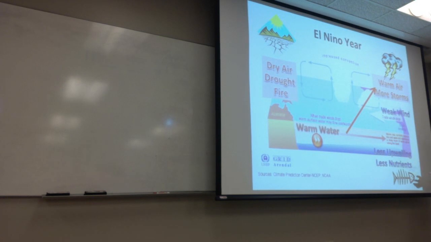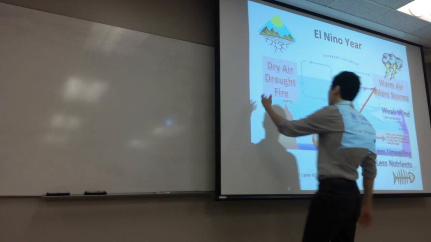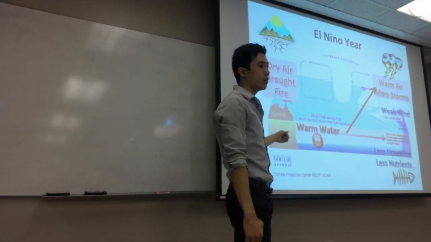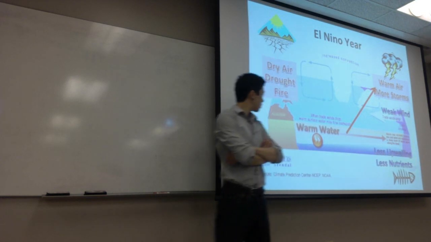At the same time, because all this warm weather is coming over here, the air gets warmer, and there's a lot more storms, which cause a lot of problems for farmers and can cause mudslides. While on this side, they have dry air, drought, and a lot of fires. This is the Western Pacific.